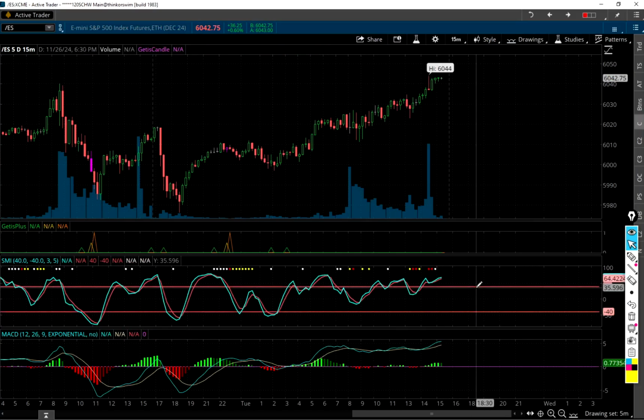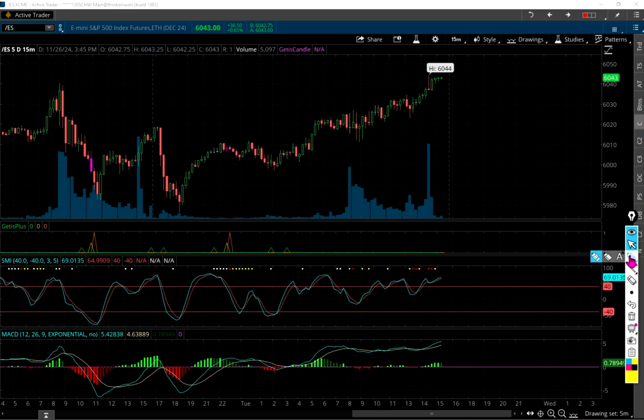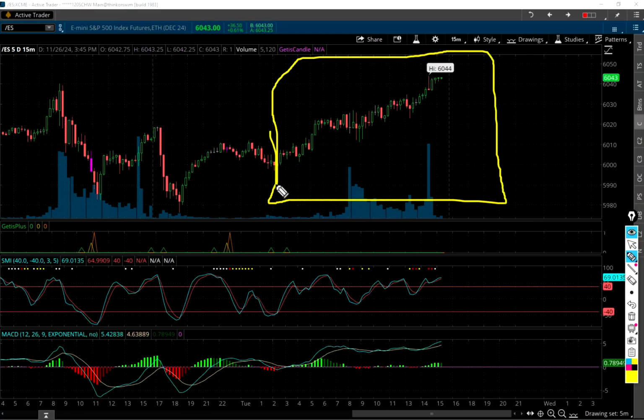There is a trade. We don't always have to use the GITTAS Plus indicator. You should be able to spot the trade somewhere in this big rectangle. You should be able to spot a long side trade by looking at the candlesticks, the SMI, and the MACD, right? 1 here, 2 there is the order. Where would you make the trade?